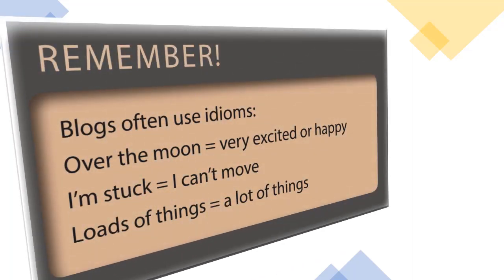So remember that blogs often use idioms. عندنا بعض items المصطلحات. Over the moon معناها very excited or happy. يعني I am over the moon يعني I am happy. I am stuck. I can't move. يعني لما أقول I am stuck in the traffic jam يعني أنا مش عارف أتحرك في زحام الطرق. And the last one here is loads of things. Loads of things يعني a lot of things. كثير من الأشياء.